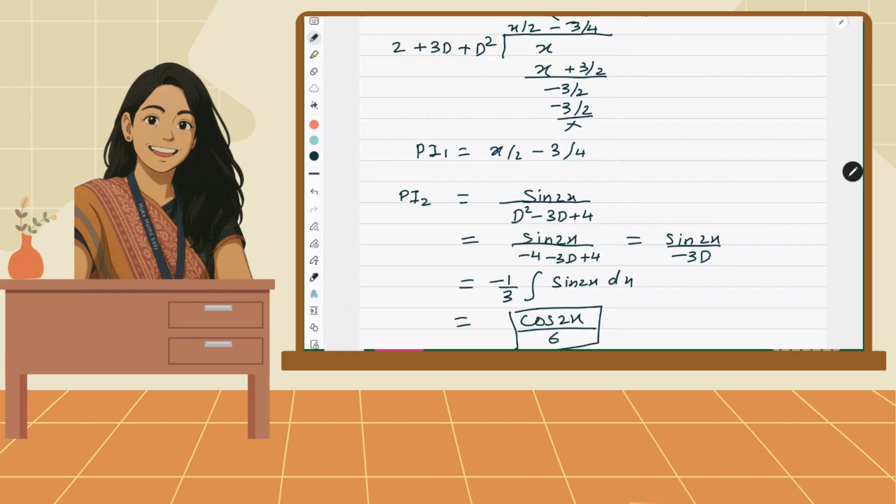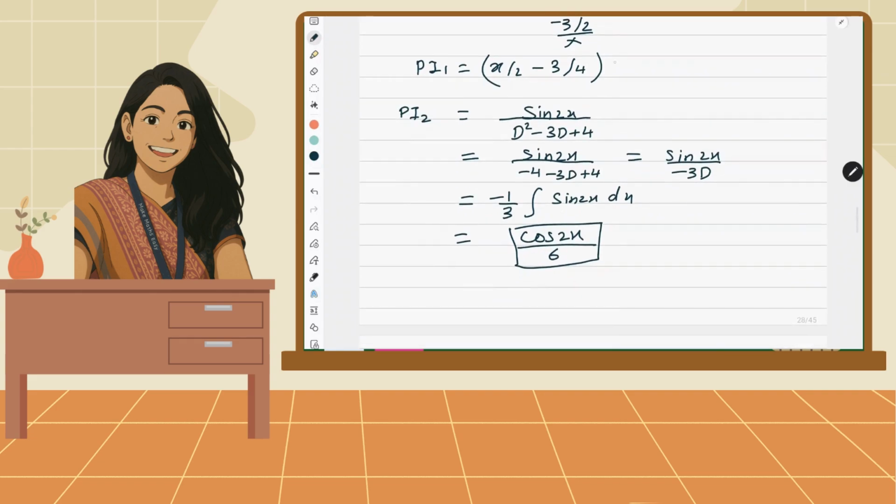So my final answer will be CF plus pi1, and this pi1 is not this one. In this, along with this, you have exponential also. Okay. So this is pi1 and then you have pi2. So total y will be CF plus pi1 plus pi2.